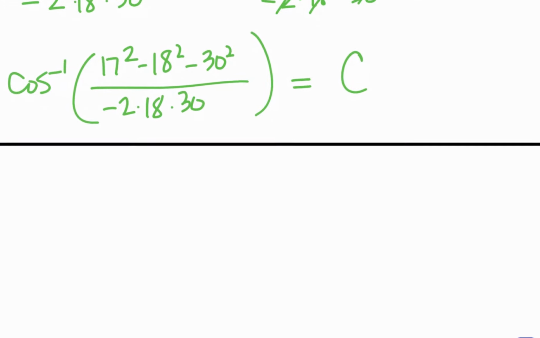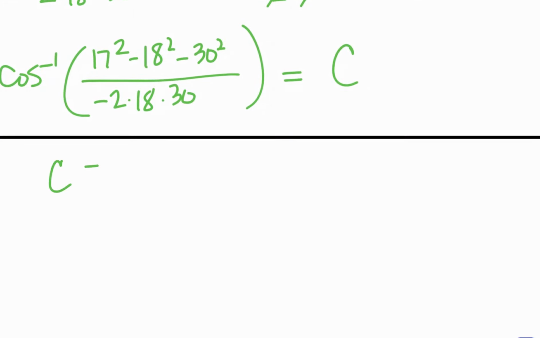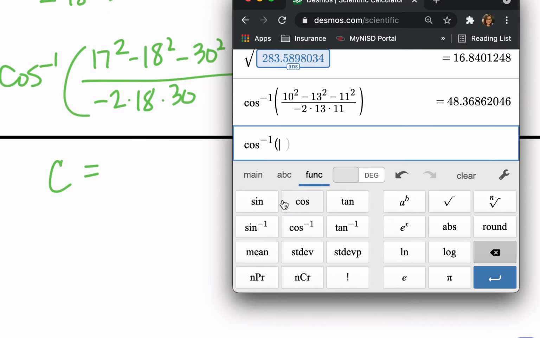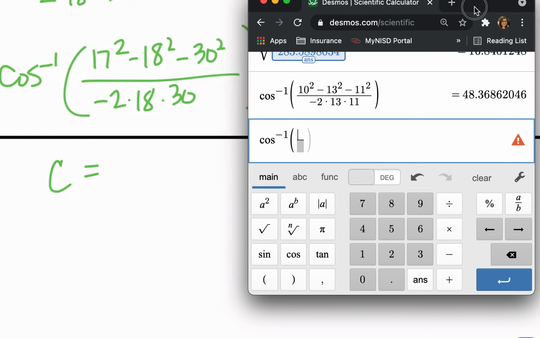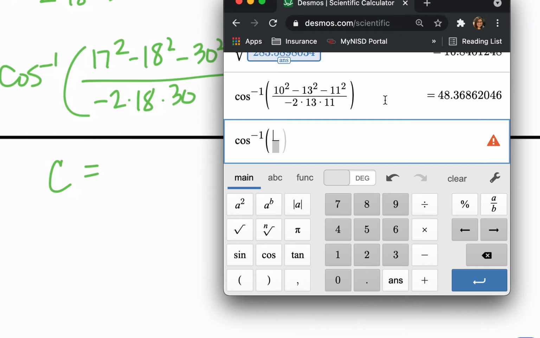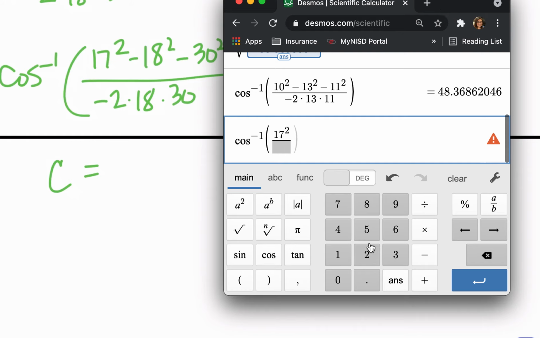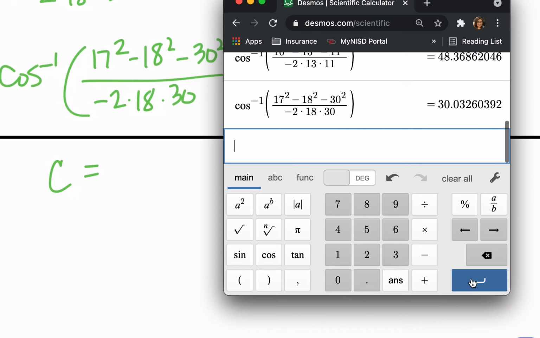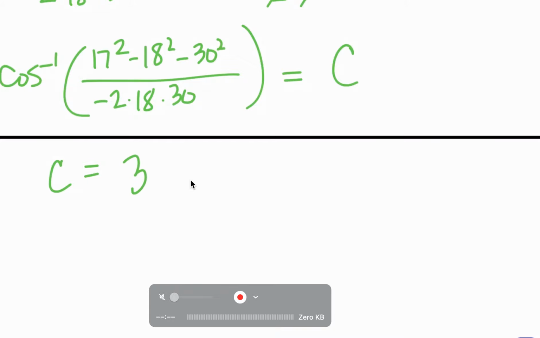So let's move this to the side, and I'm going to write my answers down here. Let's figure out what C should equal. Cosine inverse of 17 squared minus 18 squared minus 30 squared, all over negative 2 times 18 times 30. Okay, and we're rounding to the nearest tenth. So this would just be 30 degrees because that 0.3 just rounds down. So it's going to be a whole number, 30 degrees.